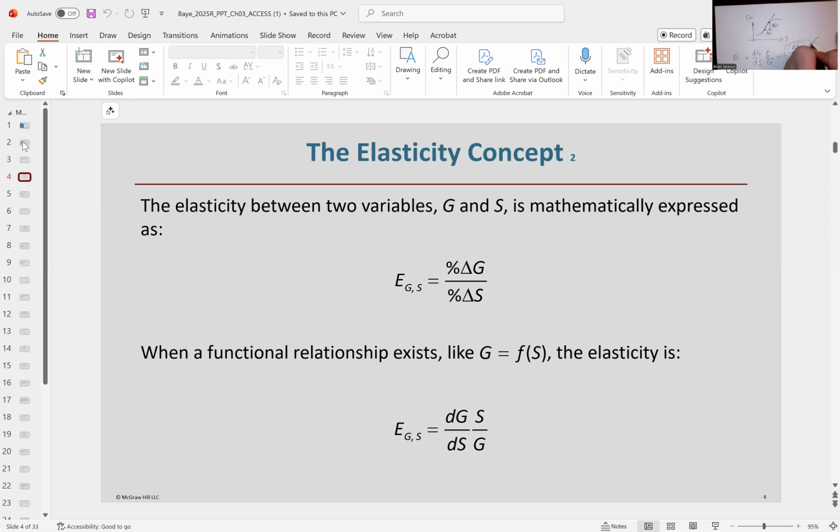And this, if written in this form, should look familiar to us from our principles level course. Hope you can see this okay in the window there. Because this numerator is a percent change in G divided by the percent change in S. That for sure is something that should look familiar to you from your principles level course. That's the first formula you have.